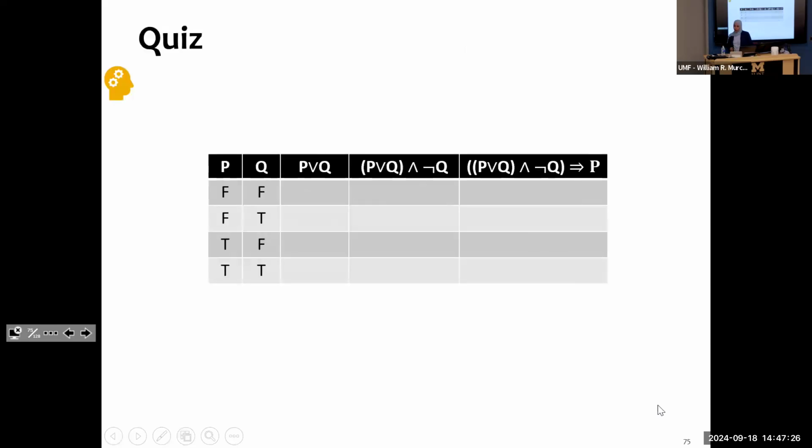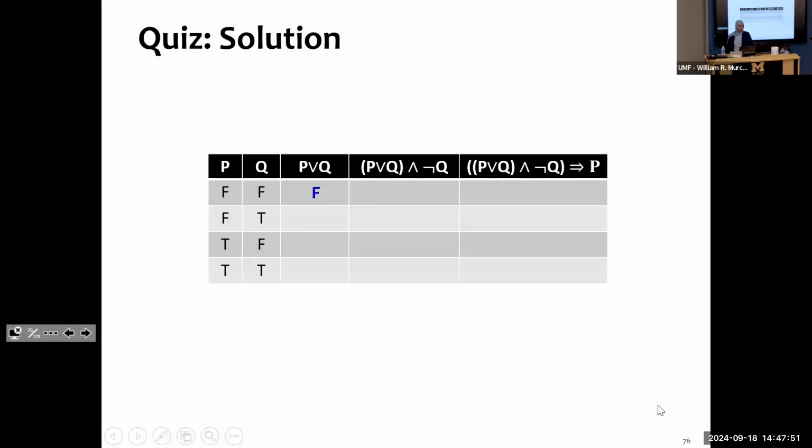Next, we had this quiz. So the correction of the quiz is that if we have false for P and false for Q, both are false, P or Q gives false, okay?